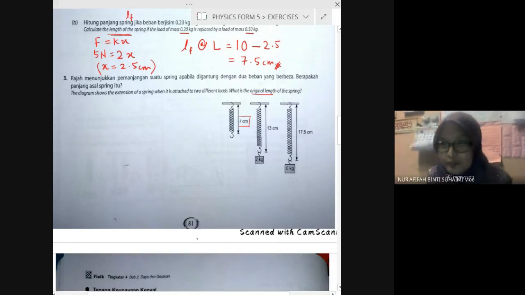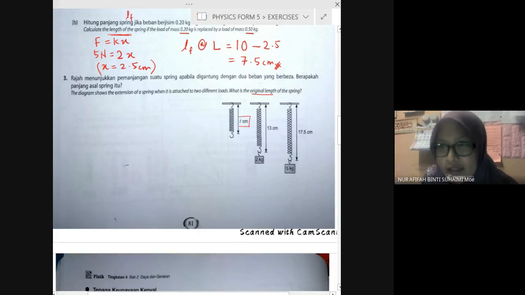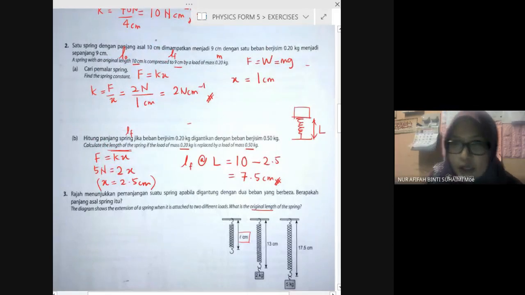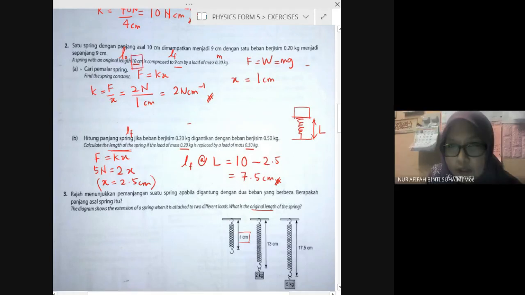Sekejap cikgu, dia always 10 cikgu. 10 tu is from the L, is it? Yang 10 ni daripada soalan asal lah, 10 cm L0 ni, number 2. Oh, okay. So number 2 ni dia continuous kan soalan. Soalan dia bersambung, so guna maklumat yang ada dalam soalan, unless it gives you another value for original length. Okay.